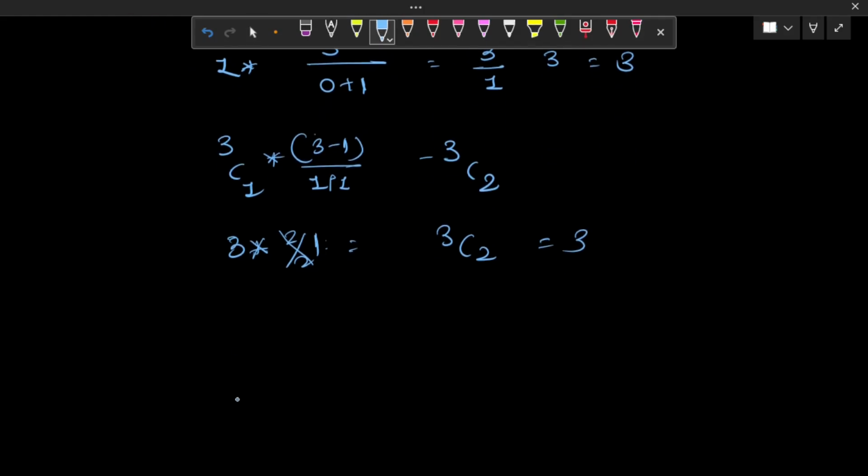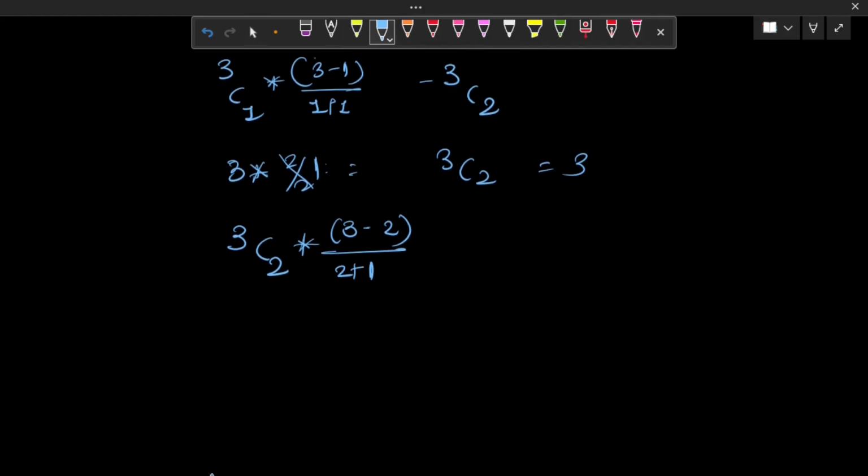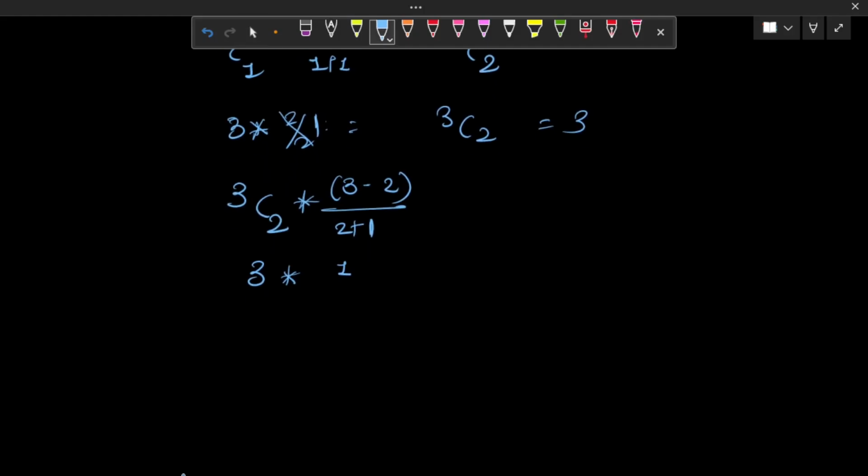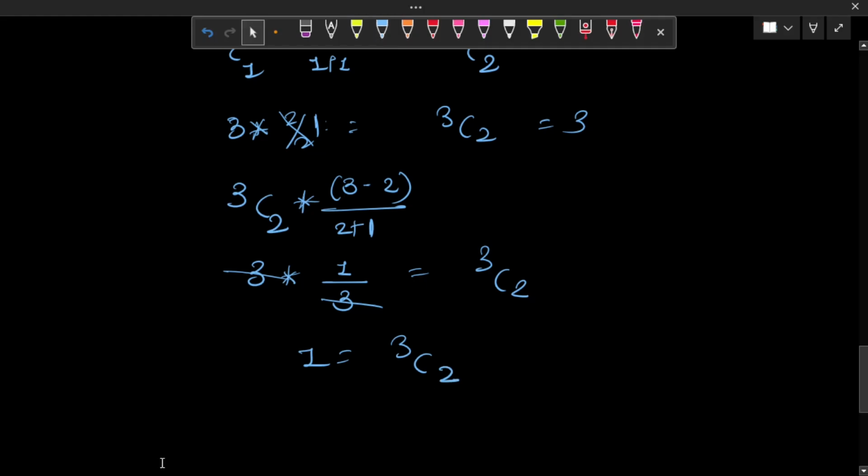Now I'll calculate 3C3. For 3C3, I'll take 3C2 multiplied by (3 minus 2) over (2 plus 1). The 3C2 value is 3, multiplied by 1 over 3. So 3 gets cancelled with this, and it becomes 1. So 3C3 is 1. I calculate 3C2, and after that I calculate 3C3. Okay, so this is all about the problem.